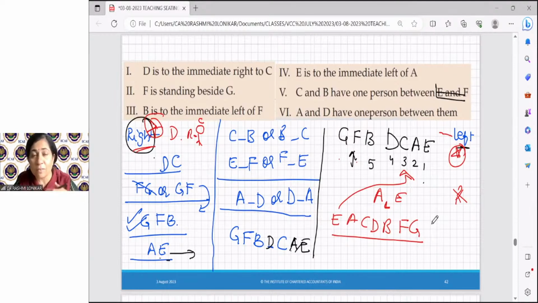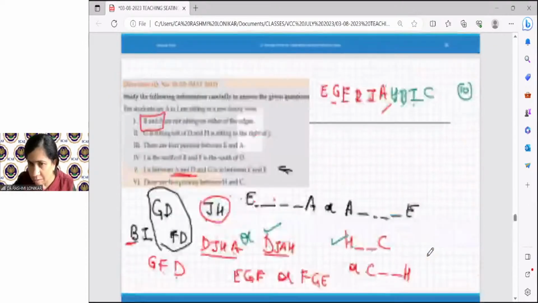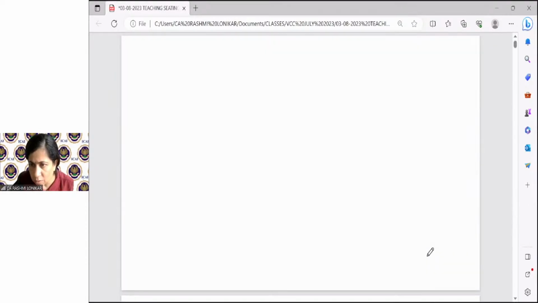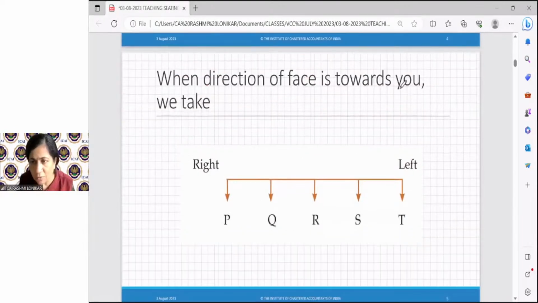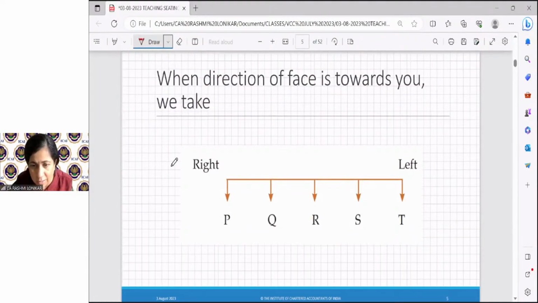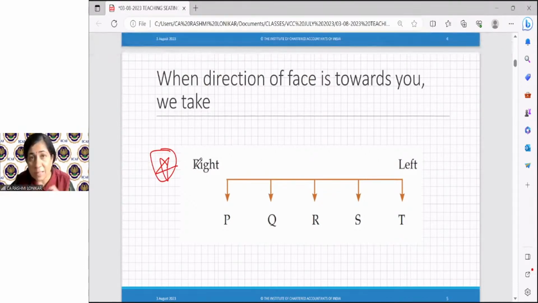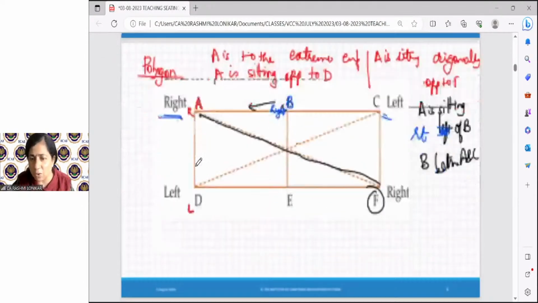You have written it like you're standing facing north. But the question is talking about people on the stage looking at you. Okay, remember in the first or second slide only I have told you. When direction of face is towards you, this is your right. Okay, don't forget these slides. Why is this important in this sum? Otherwise, while you're answering, you will get it wrong.